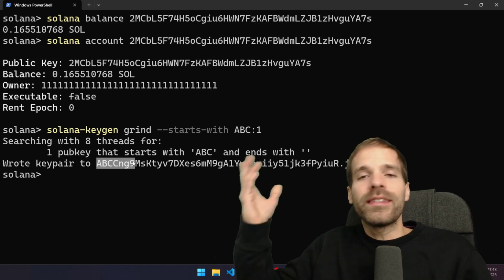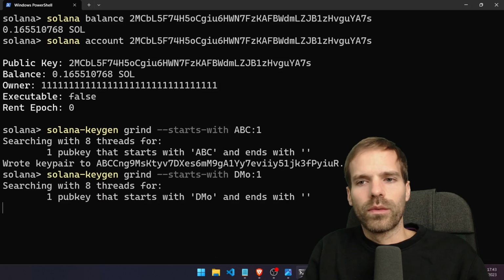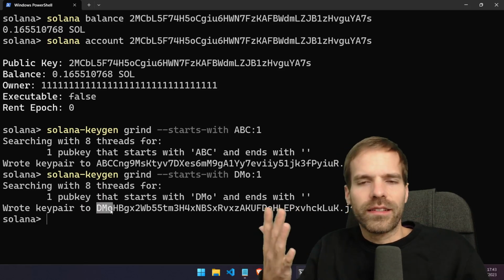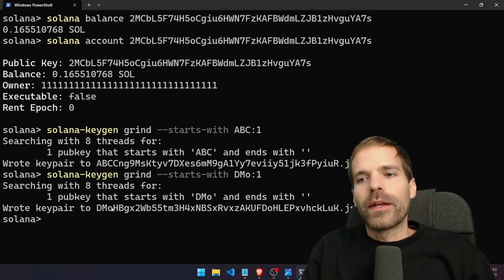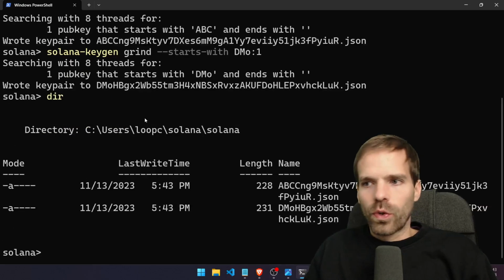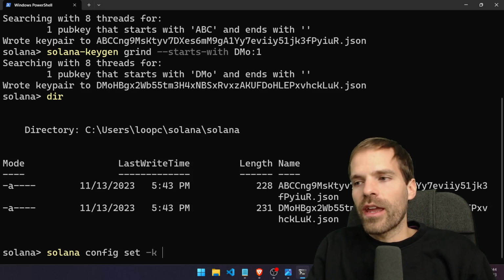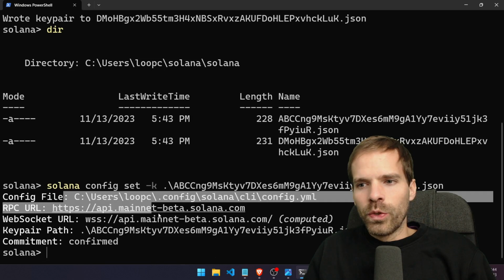Like that's my ABC wallet, whatever that is. Or that's my demo wallet. I usually only do like 3 or 4 letters, depending on which one I'm starting with in the video. Anyway, so now we have those 2 key pairs and they are stored here on disk. I can now tell the CLI to use that key pair by saying solana config set -k and then my ABC. Then it will use that.